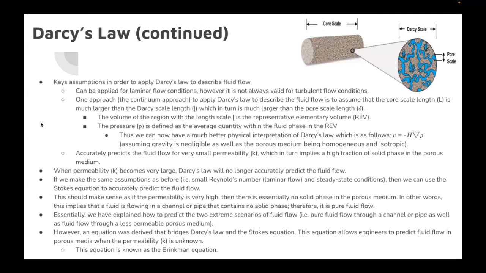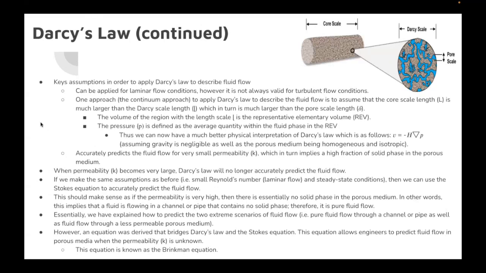Now, there are some key assumptions we make in order to apply Darcy's law to describe fluid flow. One of those assumptions is laminar flow conditions, because it is not always valid for turbulent flow conditions. And one approach, known as the continuum approach, to apply Darcy's law is to assume that the core scale length, which I define as big L, is much larger than the Darcy scale length, which I'm calling little l, which in turn is much larger than the pore scale length, which I'm calling little delta.